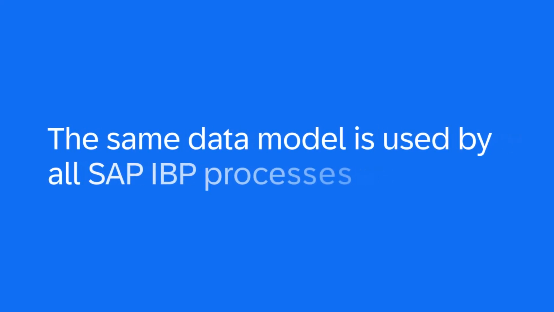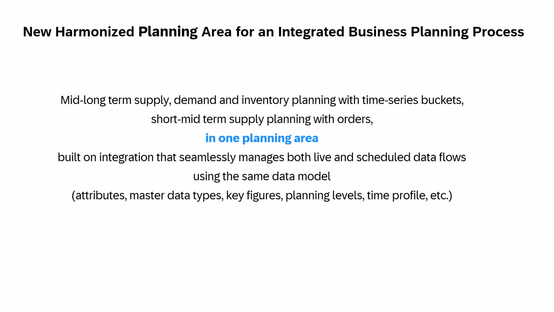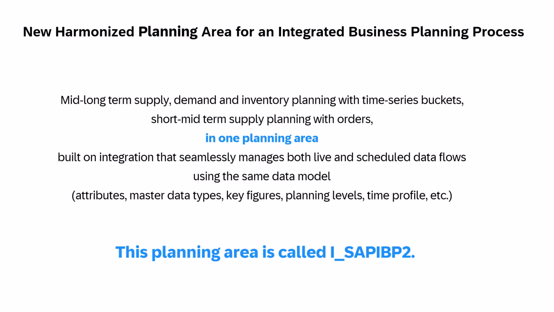Now the key point. The same data model is used by all IBP processes and includes master data types, key figures, planning levels, attributes, etc. This new planning area with an aligned data model for time series planning and order-based planning is called SAP IBP2. So what are the key benefits of this harmonized planning area?